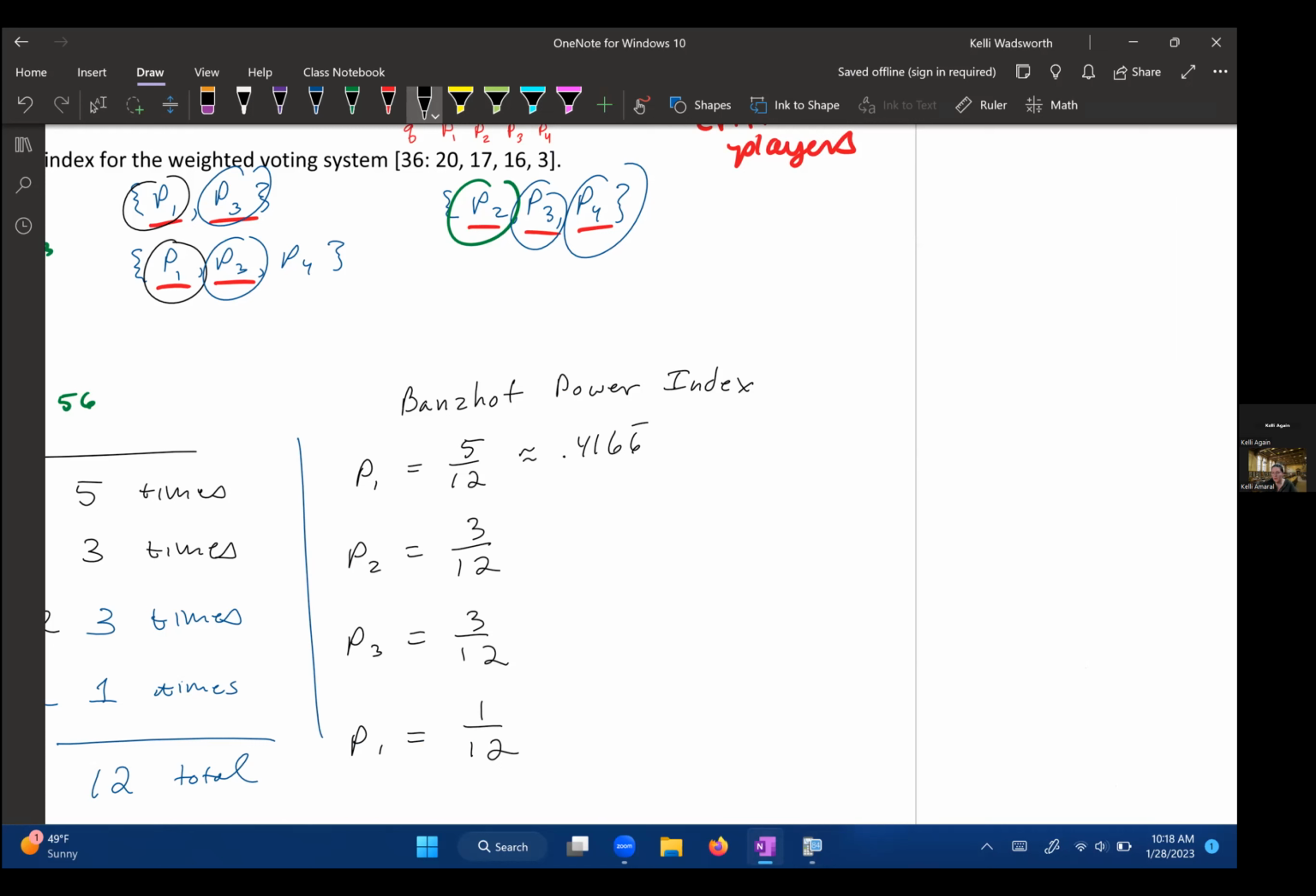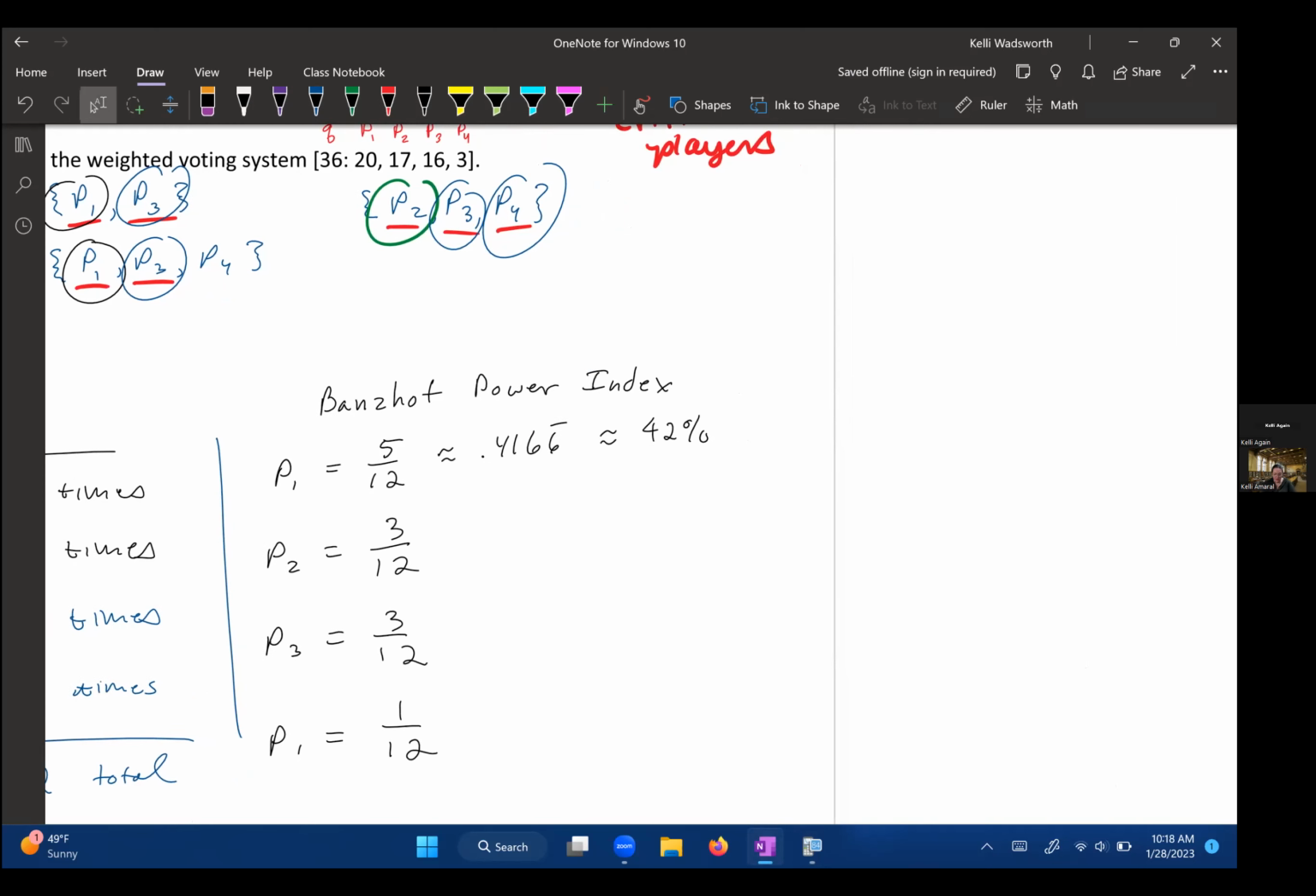But we could also give it a percentage, right? We could say that's about, and we could round this to about 42%, right? So you could say that in this weighted voting system, player 1 has about 42% of the power. If you want to say it like that, right? You could.